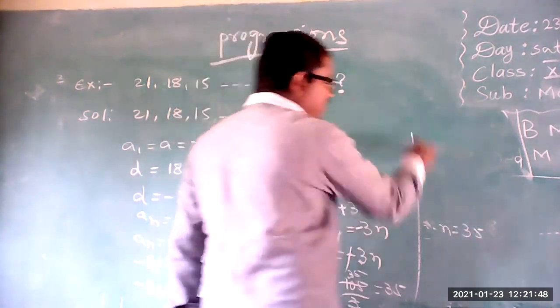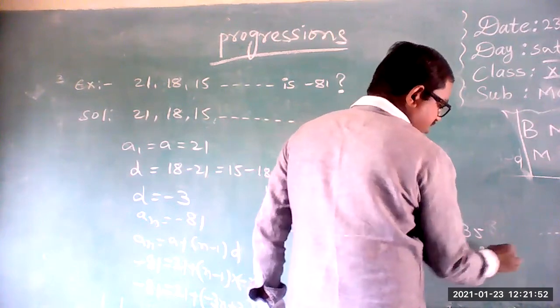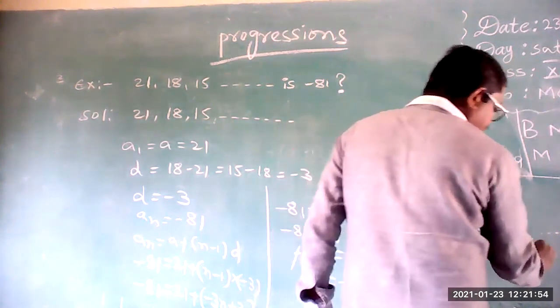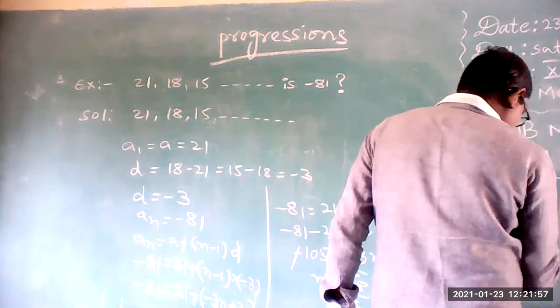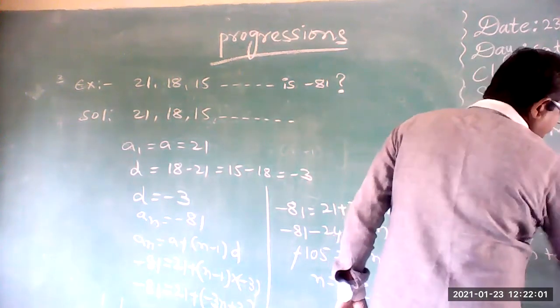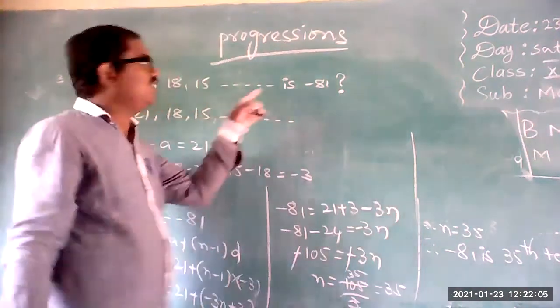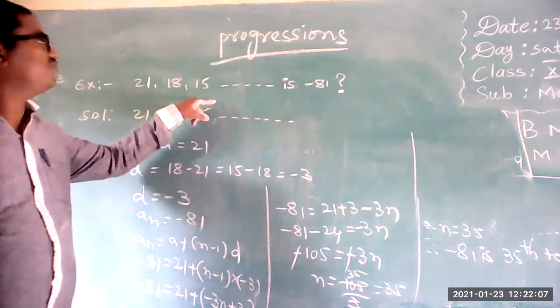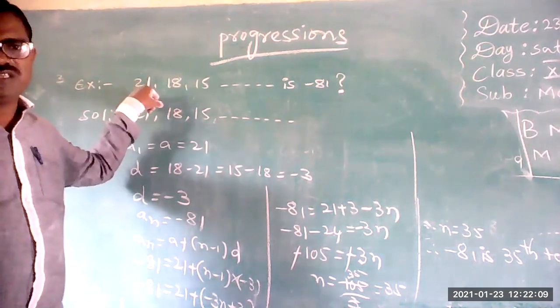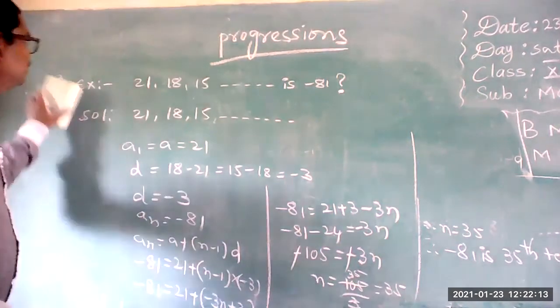So in the given series, minus 81 is the 35th term of the AP. That means minus 81 is the 35th term of the given series. Okay, next one.